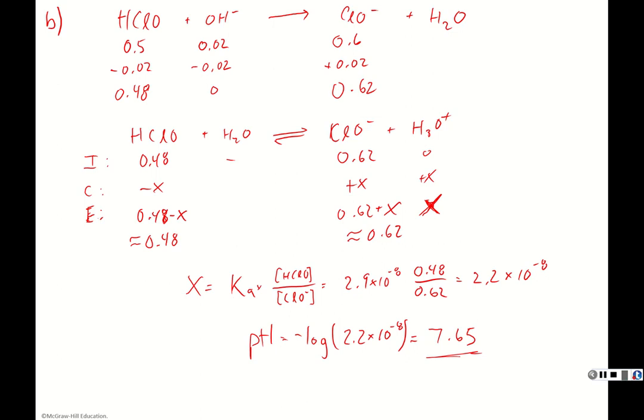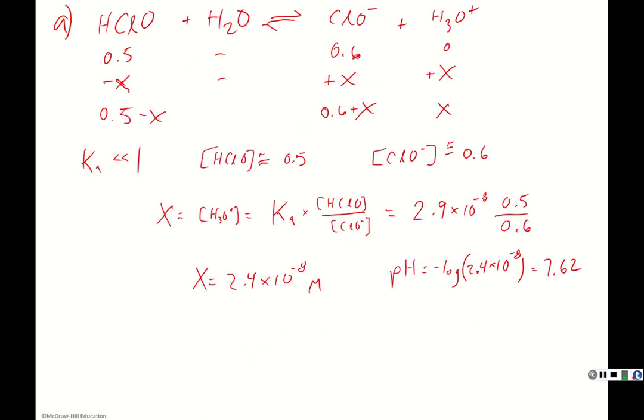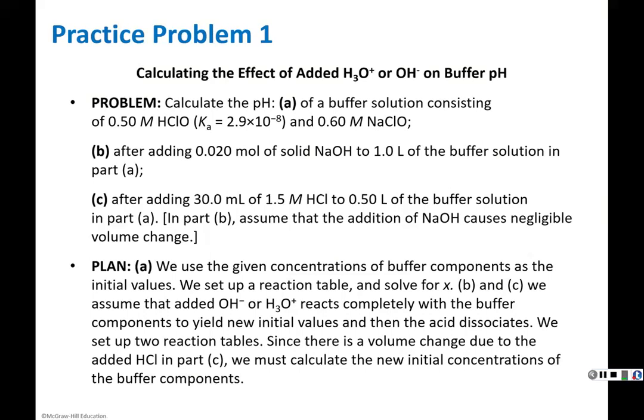Okay. Final part, after adding 30 milliliters of 1.5 molar HCl to half a liter of the buffer solution in part A. In part B, assume that the addition of NaOH causes a negligible volume change. This question, part C, gets harder because we're not necessarily assuming that, so we have to take into account the volume that we're adding from the acid.